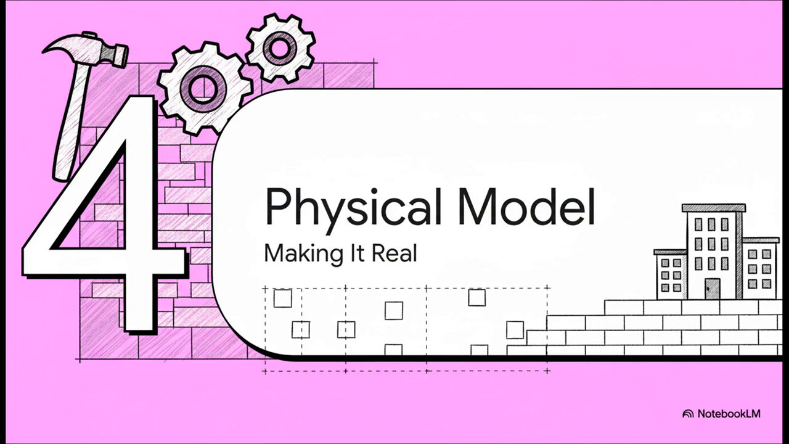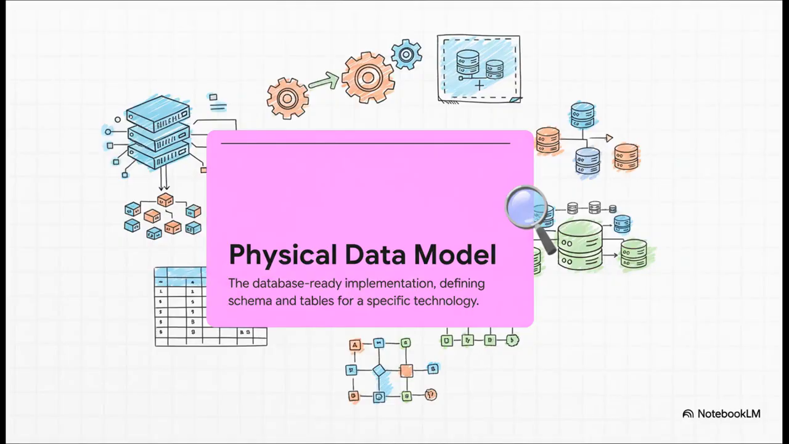Okay, high-level sketch? Check. Detailed floor plan? Check. Now it's time to pour the concrete, break ground, and actually build this thing. This brings us to our final and most concrete stage, the physical model. The physical model is basically the final set of instructions for the database engineers. This is where we take that logical floor plan and translate it for a specific, real-world technology. This is where the rubber meets the road.